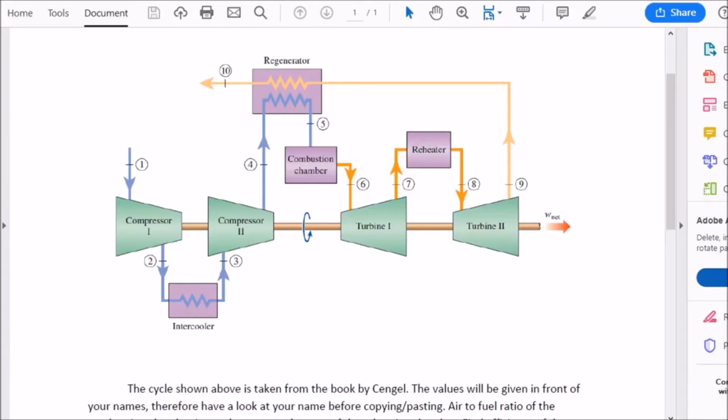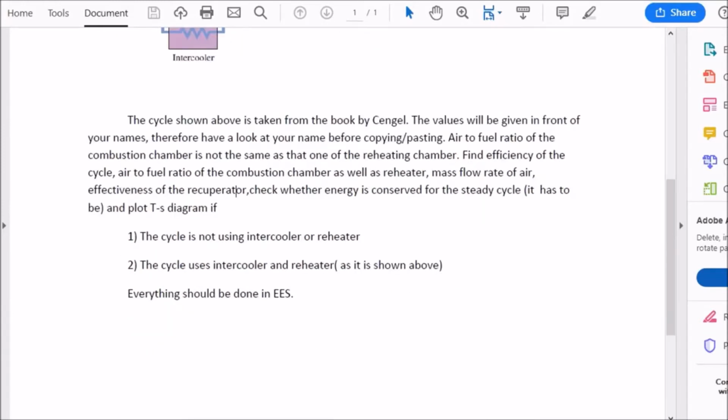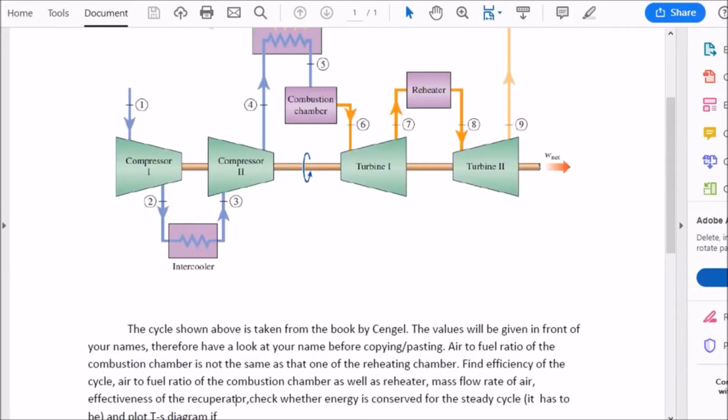So we also have a turbine here with some reheating, and then we have another turbine here. We also have a regenerator here at the outlet of the second turbine. This turbine gives some output power, and the question says to find the efficiency of the cycle, the air to fuel ratio of the combustion chamber, as well as the reheater, and the mass flow rate of air.